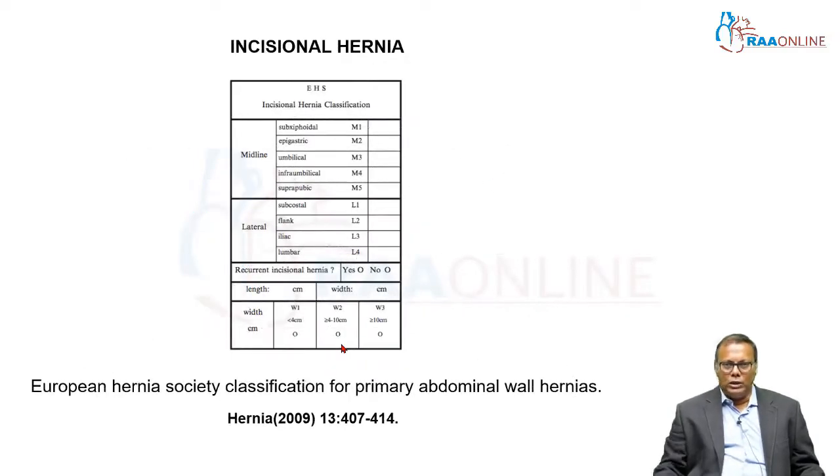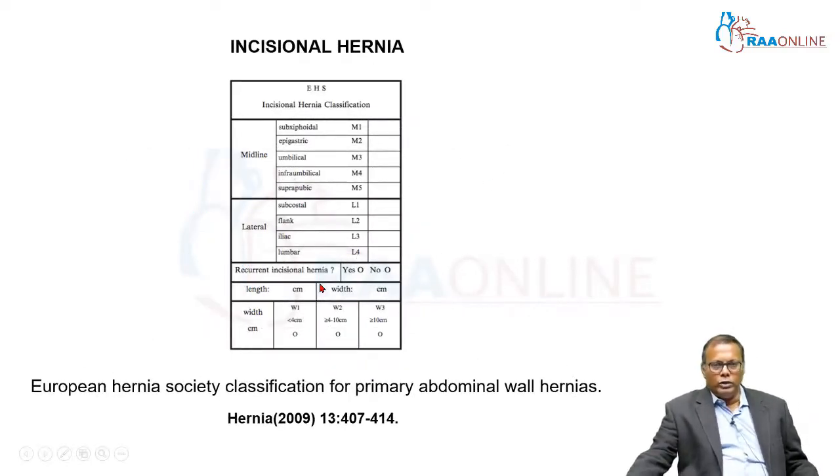When it comes to incisional hernia, the European Hernia Society has again given a simplified version. You define it as either a midline or a lateral hernia, and based on the location you classify M1 to M5, starting from the xiphoid right up to the suprapubic. When it comes to the lateral hernias, you have subcostal, flank, iliac and lumbar. And based on the width, again we have less than 4, 4 to 10 and more than 10 centimeters.